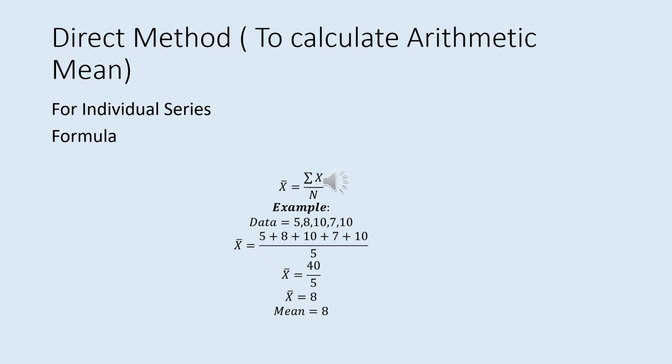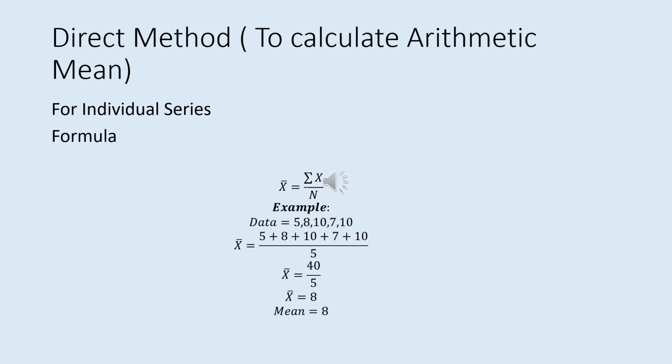Here the formula to calculate the arithmetic mean for the individual series is x bar is equal to summation of x by n. Now we will use an example. Here x bar means the arithmetic mean which we will require to calculate. Summation x is the addition of all the data or the values, and capital N is the number of observations or the number of data.